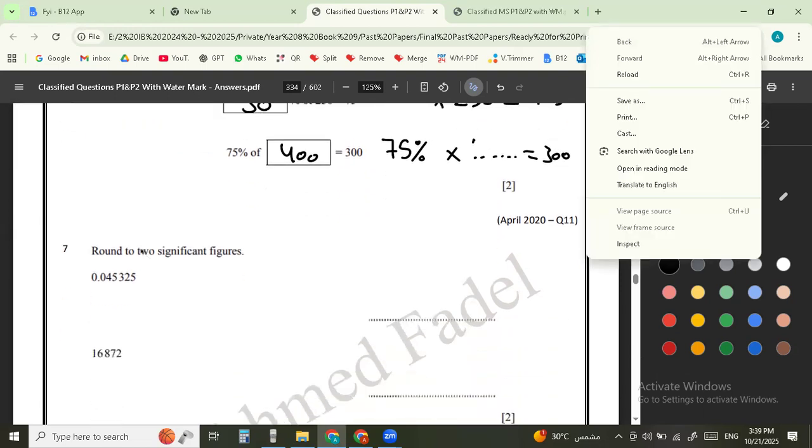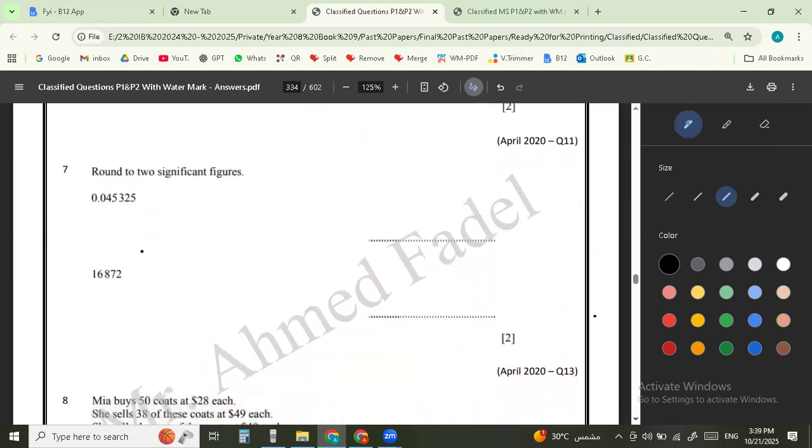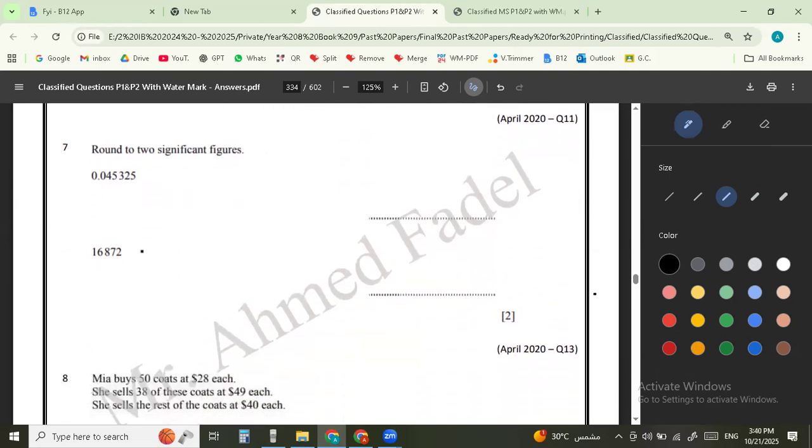Round this to two significant figures. The first significant figure is the first non-zero figure. So 1, 2. The digit after the 5 is 3, which is weak. 0.045. The second significant figure here is the 6. So the digit after it is strong. So it is 1, 7, and I got 0, 0, 0.